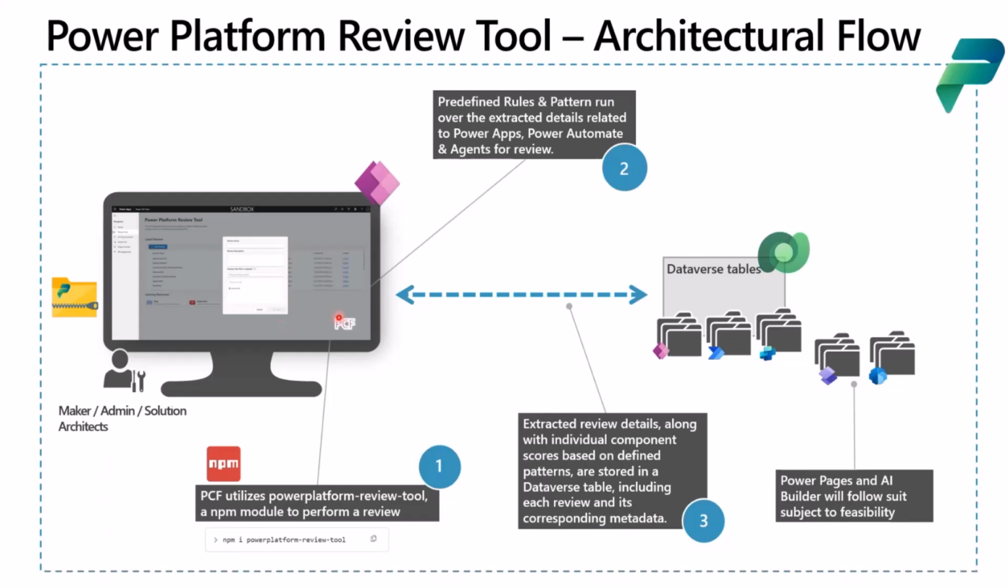But this is being consumed by one of the PCF, which would extract the details out of a given solution zip file. And there are predefined rules and patterns that we have noted across the industry that have been set as a standard, and we can also refer to the official document link related to that. And based on that, the extracted details along with the individual component, a respective score is also being provided, and it's been stored in the Dataverse, including the reviews and each corresponding metadata. Like I said, Power Apps, Power Automate, and agents are the ones that it supports as of today. Power Pages and AI Builder will follow suit, subject to feasibility.